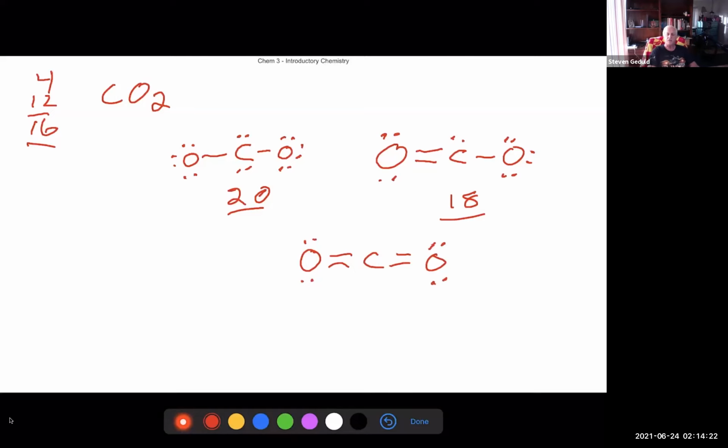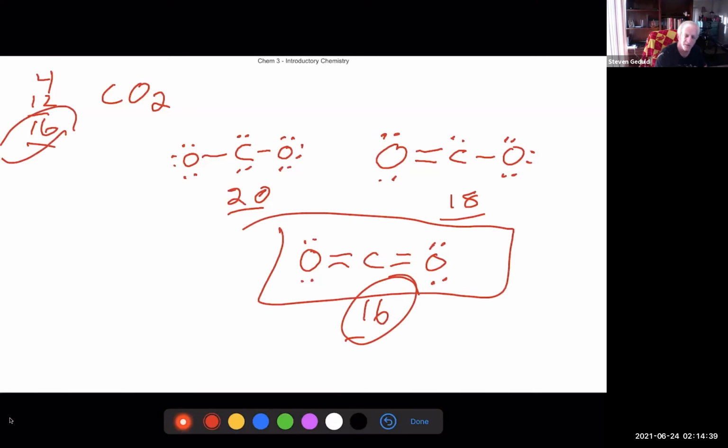Everyone has 8 electrons around it. That'll satisfy the octet rule. And we have 2, 4, 6, 8, 10, 12, 14, 16 electrons. 2 in every line, and then count the extra dots. 16 equals 16. This is the Lewis structure for carbon dioxide. It's carbon double bonded to oxygen.